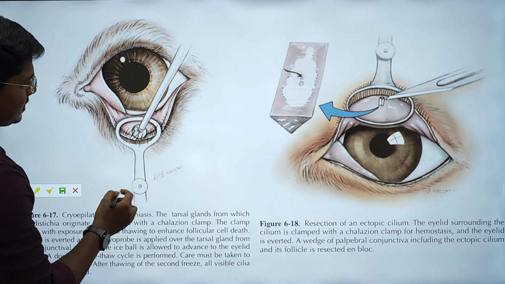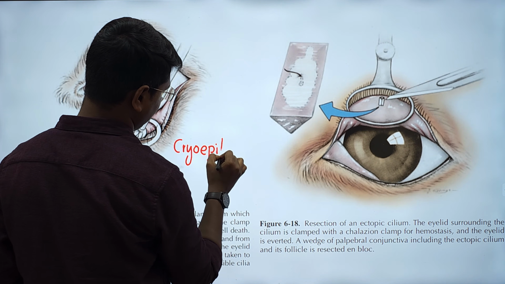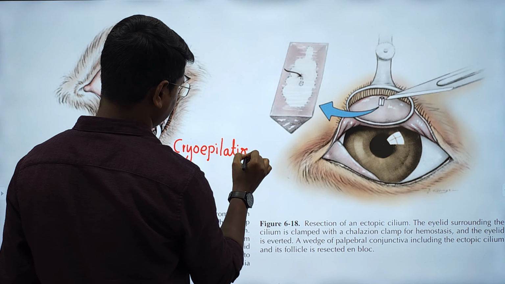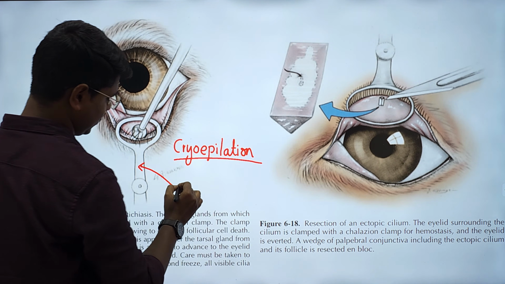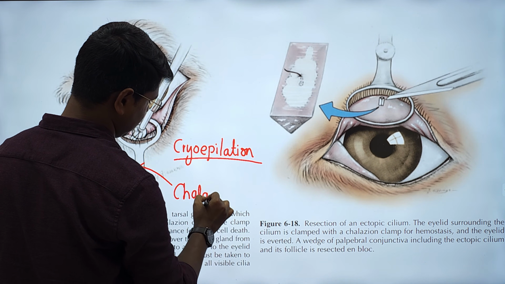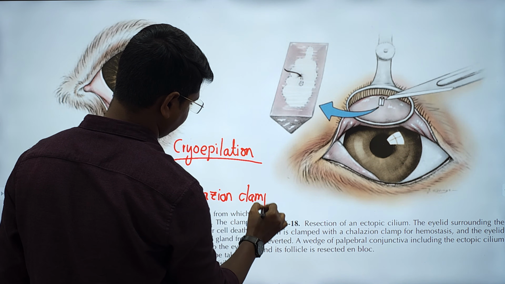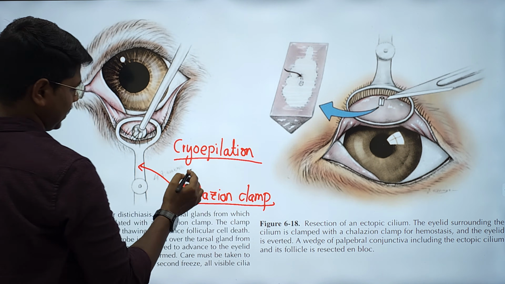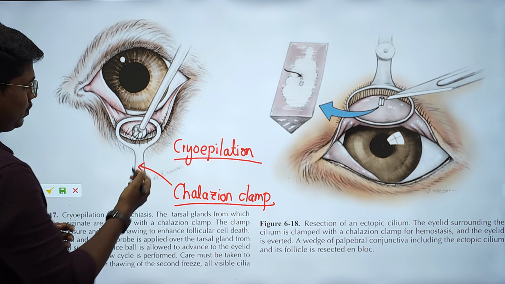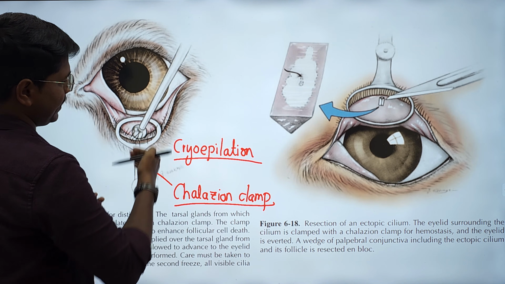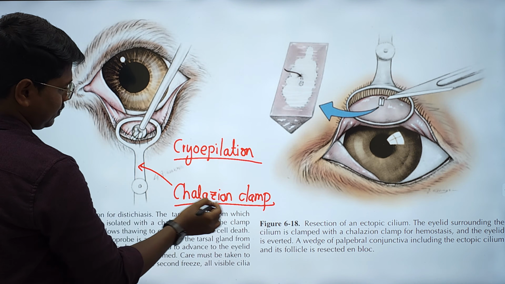For dystrichiasis, the surgical correction is known as cryoepilation. This forceps is known as Chalazion forceps, or Chalazion clamp. For dystrichiasis, I told you it opens through the meibomian gland. So what you can do is invert the eyelid, because meibomian glands are present towards the palpebral conjunctiva. Invert the eyelid and hold it with the Chalazion clamp.